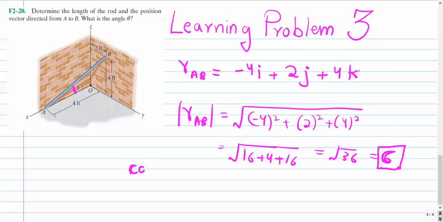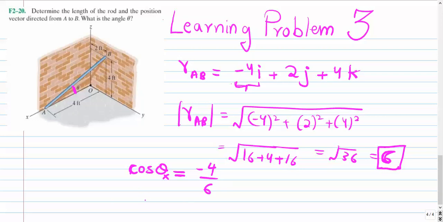So cos of theta is equal to the component of the position vector in the x direction, and that is -4 feet, as we can see from this Cartesian form of this position vector right here. So the component in the x direction is -4 divided by the magnitude of the position vector, or the length vector, and that is 6.